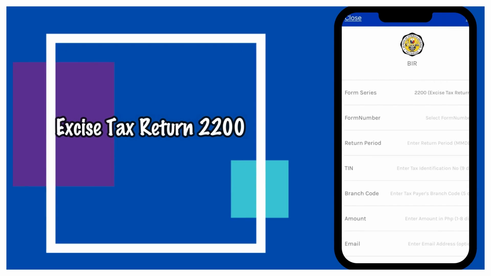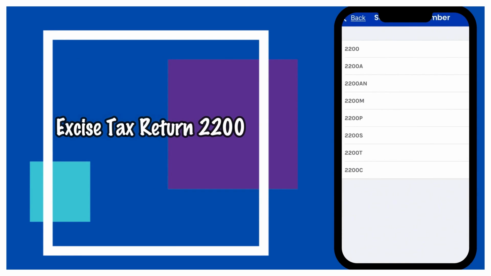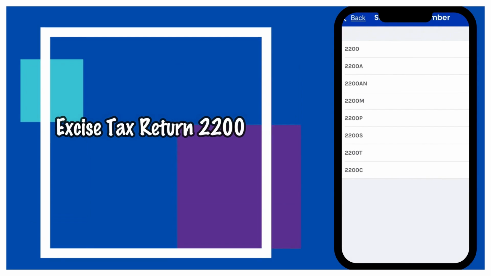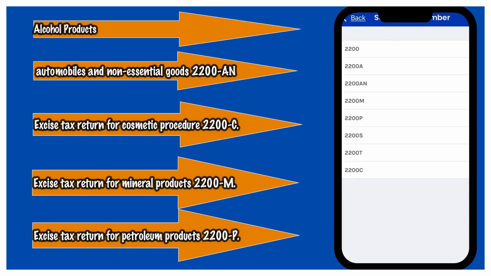Excise tax return 2200. This form is used in paying the excise tax returns. Excise tax return for alcohol products. This form is used for the manufacturer or producer of locally manufactured or produced alcohol products, or having possession of the alcohol products removed from the place of production without the payment of excise tax. Excise tax for automobiles and non-essential goods 2200.